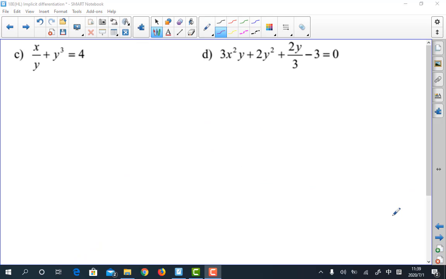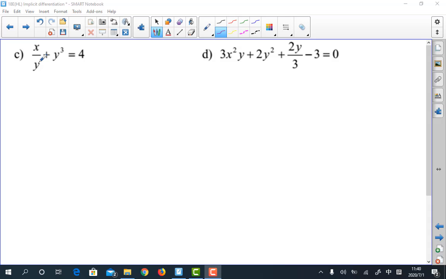We have another 2 examples in example 2, C and D. I hope you can pause the video here and try to apply the implicit differentiation skills to find dy over dx from each equation yourself and check your answer with my answer later on.